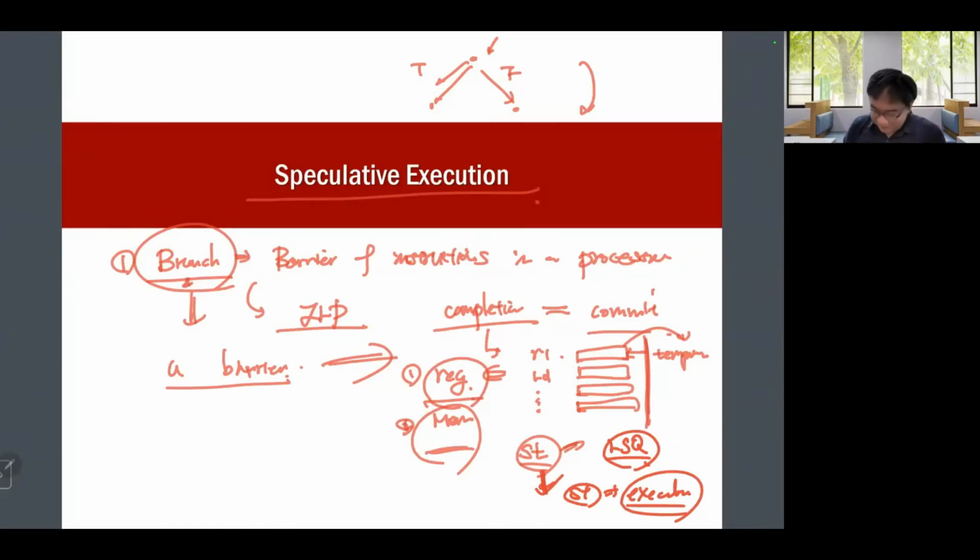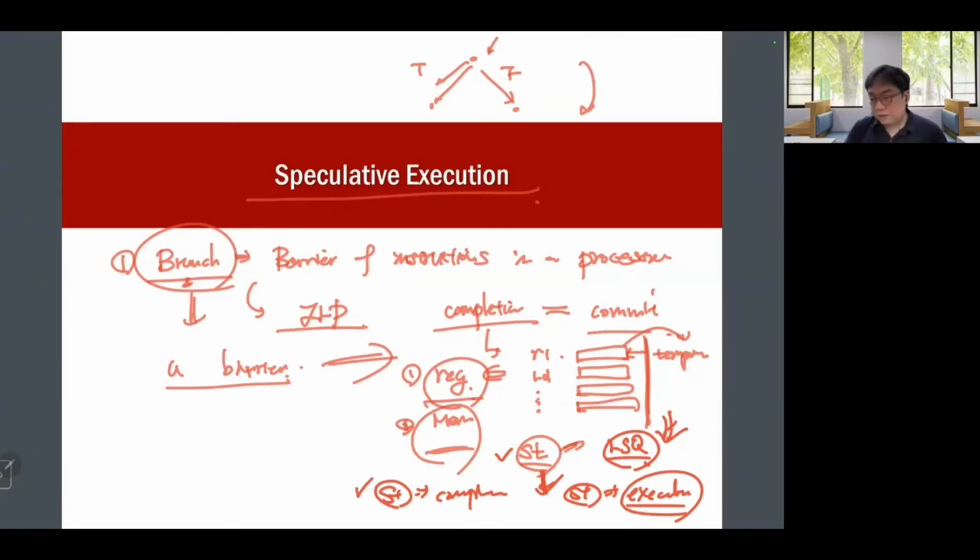The memory is only updated by the store instruction, and before the store instruction accesses the cache, which means the memory, the store instruction is located in the load store queue. And the data dependency between load and store instructions is managed inside the load store queue. And the store instruction is only completed when the branch instruction is resolved. Okay.